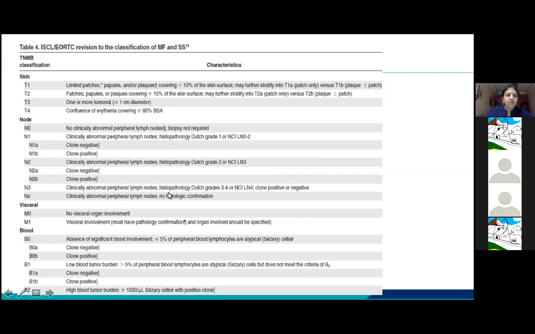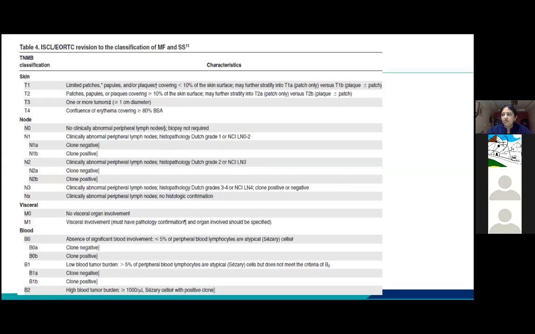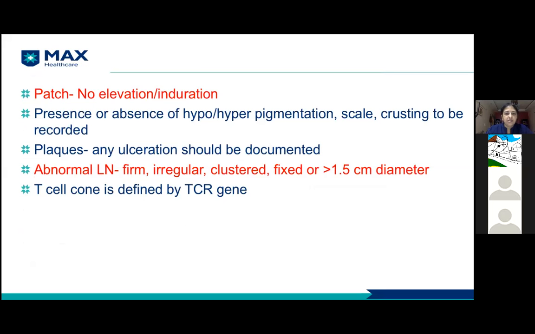I will leave it to you for reading it later on, because, for example, for labeling whether lymph nodes are significant or not, you have to do PCR for T cell clonality, and N1A or N1B is divided depending on whether the clone is negative or positive. Similarly, for B1 there is B2 also. I suggest you go through this TNM staging later on, because we've already crossed half an hour of our presentation time. Now, when you're trying to stage these patients, remember that patch is when there is no elevation or induration.